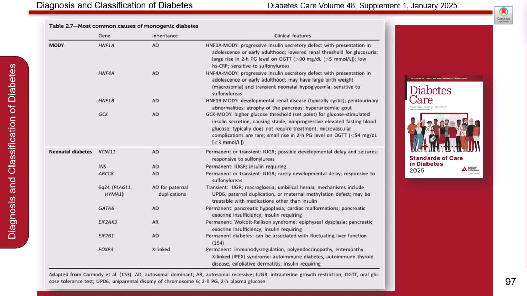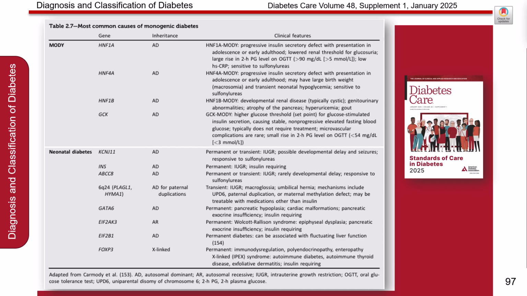Clinical features: can be permanent or temporary. Growth restriction in the womb. Rare developmental delay. Responds well to a type of medication that stimulates insulin release. Gene: 6q24, PLAGL1, HYMAI. Inheritance: passed down from one parent if duplication occurs.